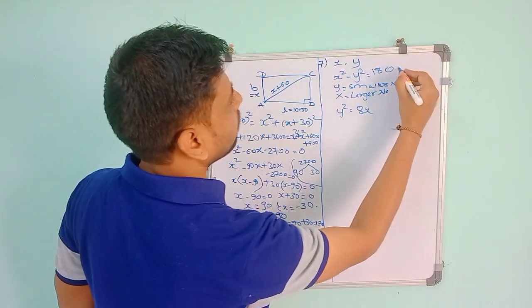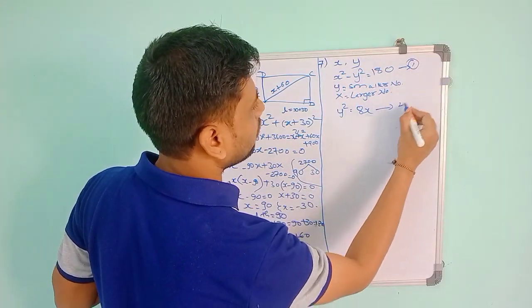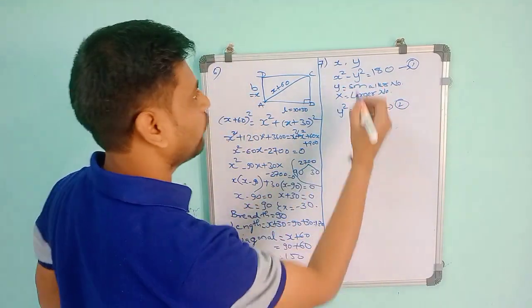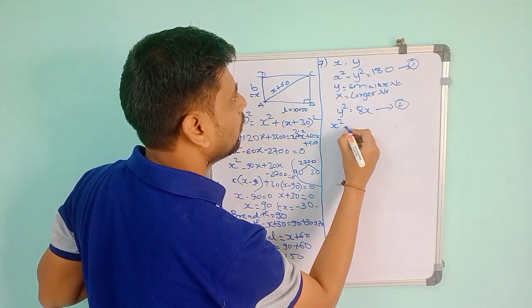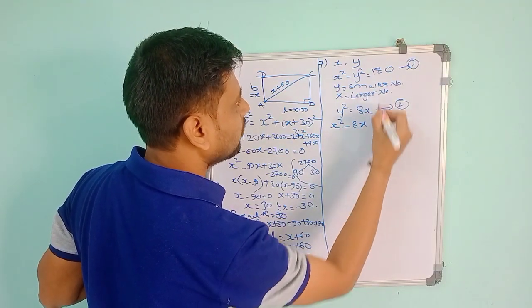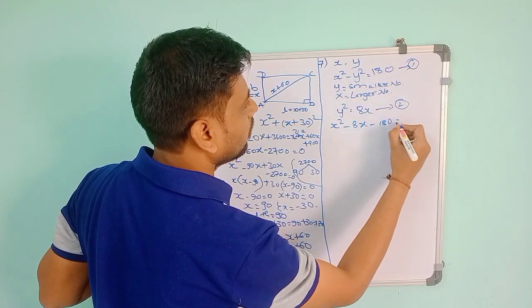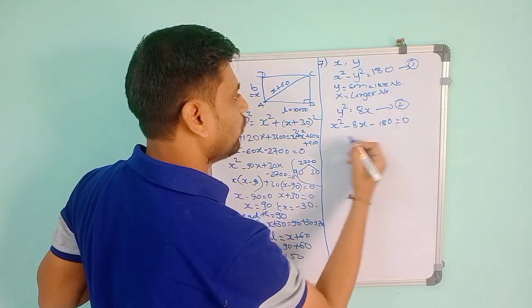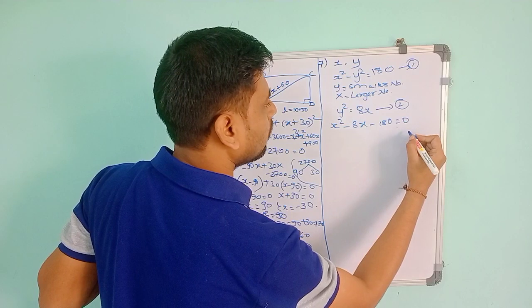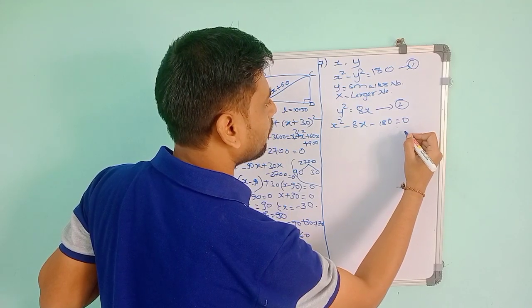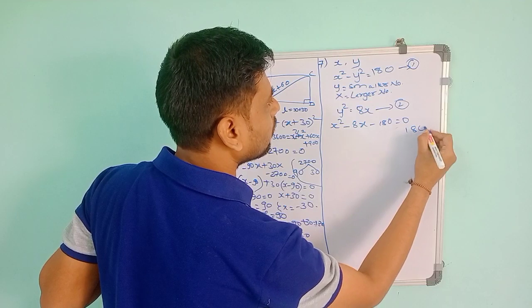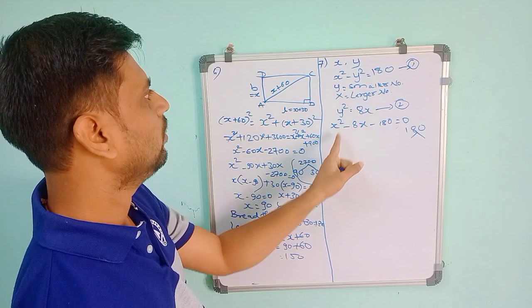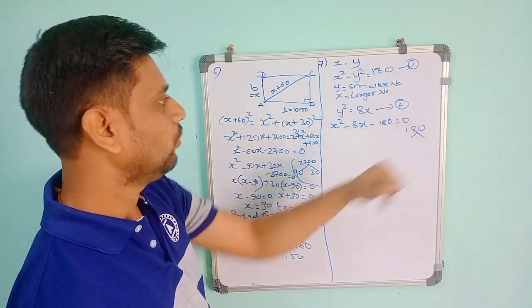Take this as the first equation and this as the second equation. Put the value of y square equal to 8x in the first equation. So x square minus y square is x square minus 8x. Minus 180 is equal to 0. Then it is in the form of x only, so you should find the roots for this. So x square minus 8x minus 180 is equal to 0.